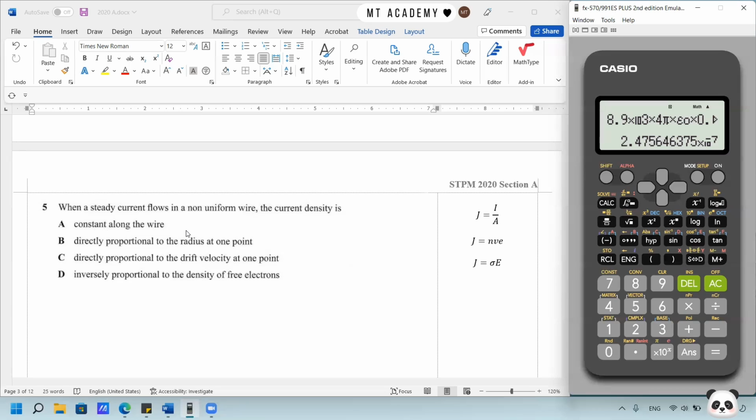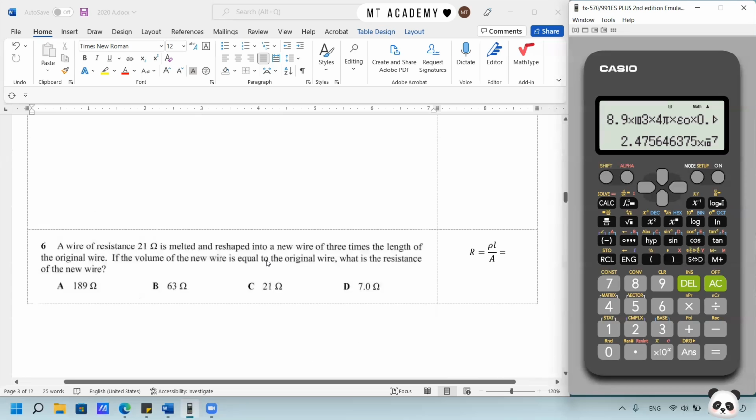Constant along the wire is incorrect. Directly proportional to the radius: current density is inversely proportional to the area, so it should not be directly proportional to the radius. Directly proportional to the drift velocity is correct. We have J equal to nve, so the answer should be C. Inversely proportional to the density of free electrons is wrong, it is directly proportional. So the answer is C for this question.